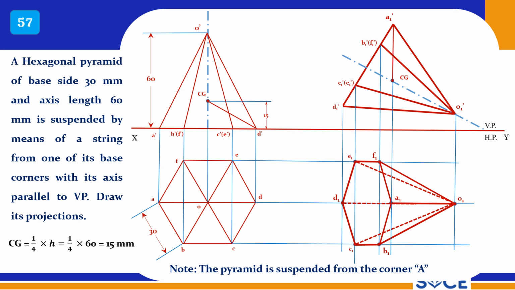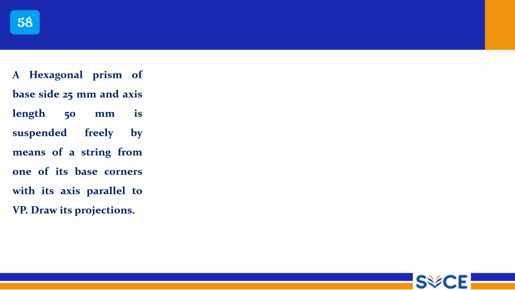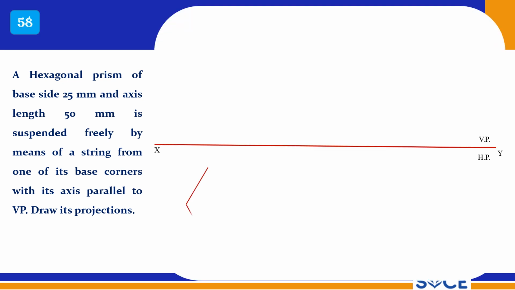So this is your 57th problem. We will see one more problem. A hexagonal prism, right, base 25 mm and axis length of 50 mm, is suspended freely by means of a string from one of its base corners with its axis parallel to VP. So it is a prism, so the CG will be at half the height of the prism from its base, right?